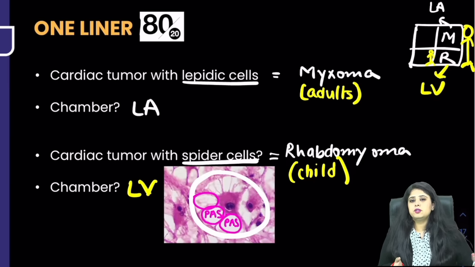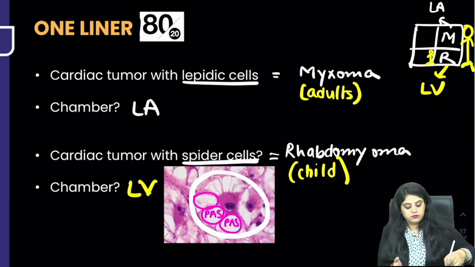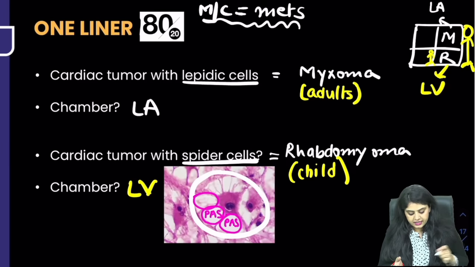But if I ask you a simple, quick, 5 seconds question, what is the most common cardiac malignancy, and you answer none of these, then you slash it all out, because the most common cardiac malignancy is of course going to be metastasis. We all know that anyway, right? Let's move on to the next one.